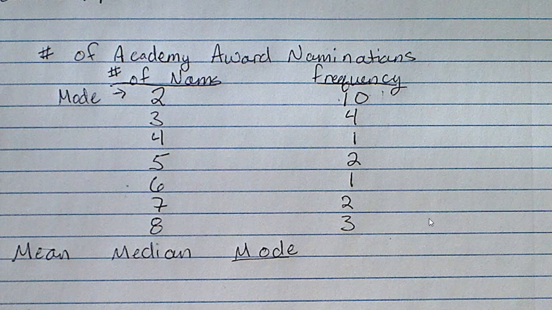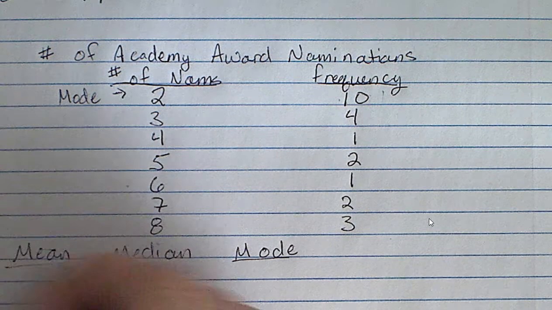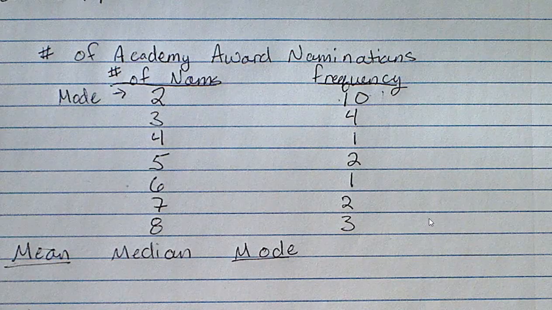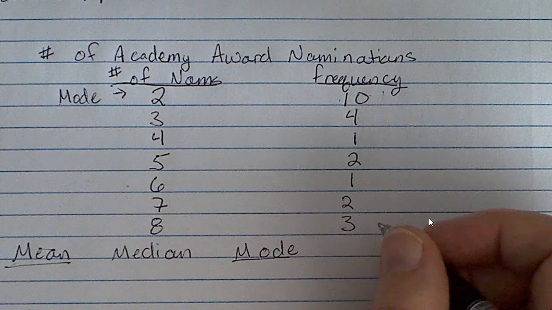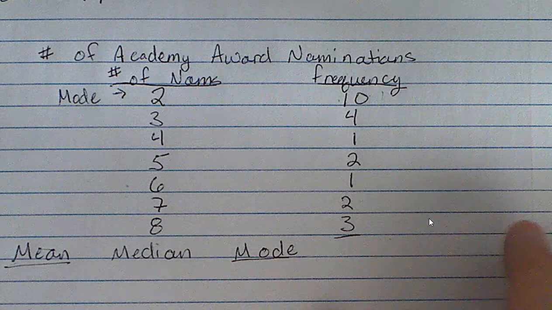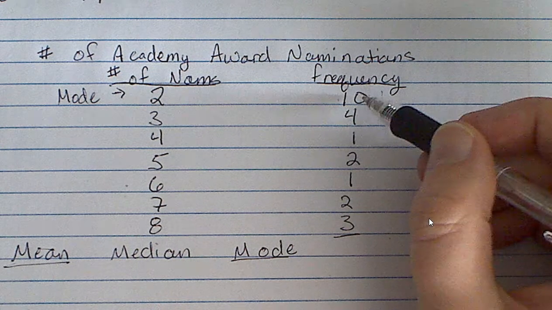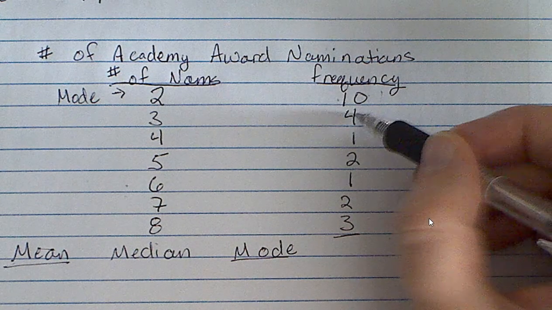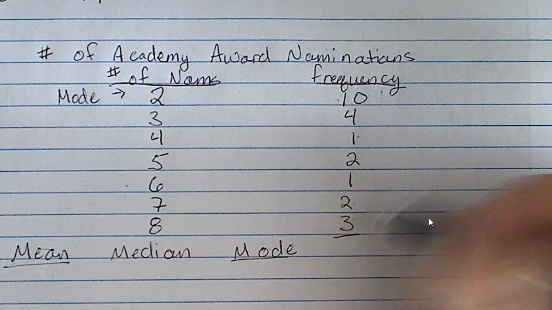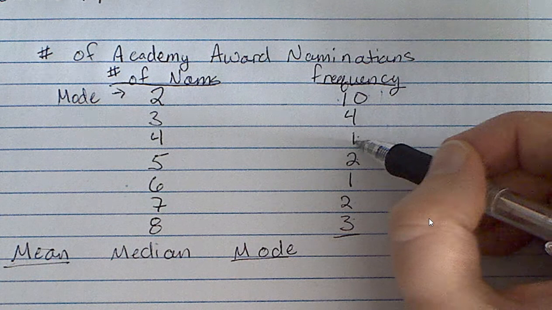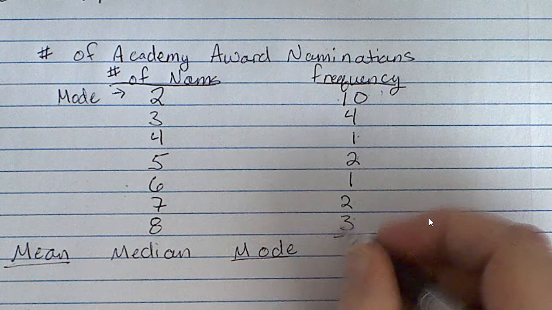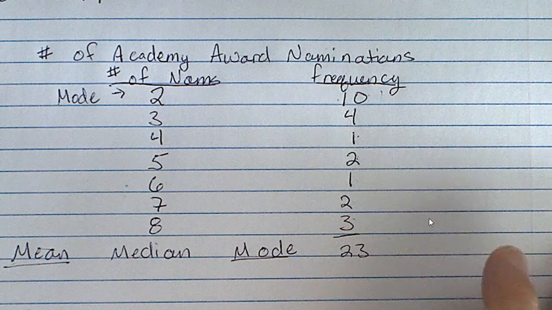So now if you wanted to find mean, this is the next easiest to find. So to find mean, there's a couple things that we would need to do. We would need to find out the total number of things here. So the total number of things here would be 10 plus 4 plus 1 plus 2 plus 1 plus 2 plus 3. So this is 14, 15, 16, 17, 18, 19, 20, plus 3 is 23. So I've got 23 things.